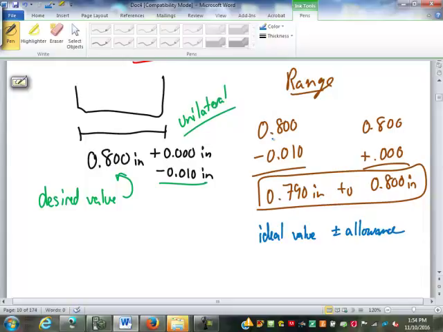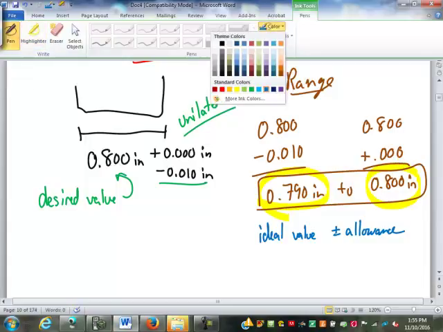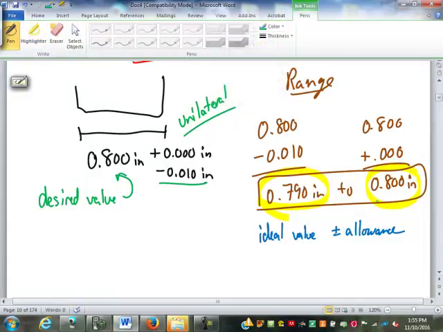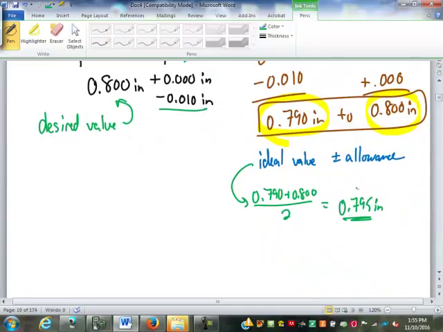Well, the ideal value, if we assume that this is bilateral again, would be directly between those two numbers, wouldn't it? How do we find the amount that's directly between those two? You average them together. Add them together and divide by 2. That would give us 0.795 inches. So that would be the center of that range. That would be our ideal value if this were a bilateral tolerance.